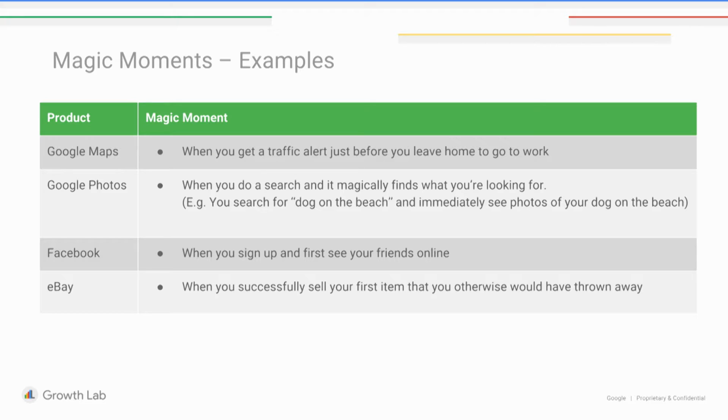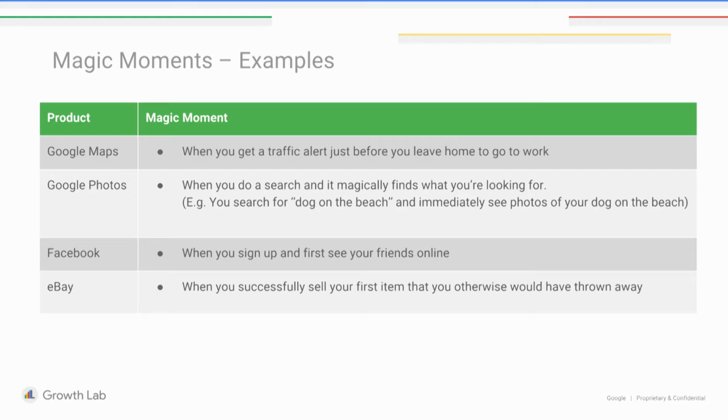So some examples here. In Google Maps, a magic moment is when you get a traffic alert before you leave. You automatically get something on your phone that tells you there's going to be traffic on the way home, and it gives you a way to route around it. You didn't have to do anything, it just helped you, and that's a great aha moment. Or in Google Photos, when you do something really interesting, like you search for pictures of your dog on the beach, and it somehow magically comes up with dozens of pictures of your dog on the beach. And you just think this is really, really useful. You don't think of it anymore as just a gallery for your photos. It's really a way to help you organize your photos and find them simply.